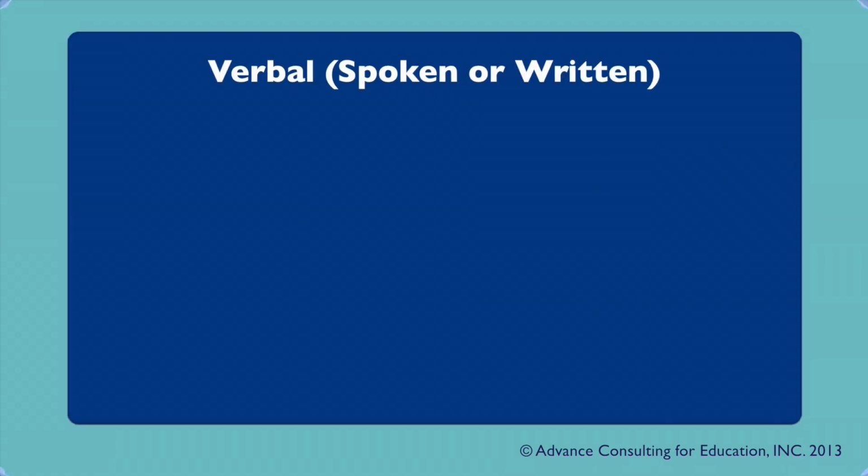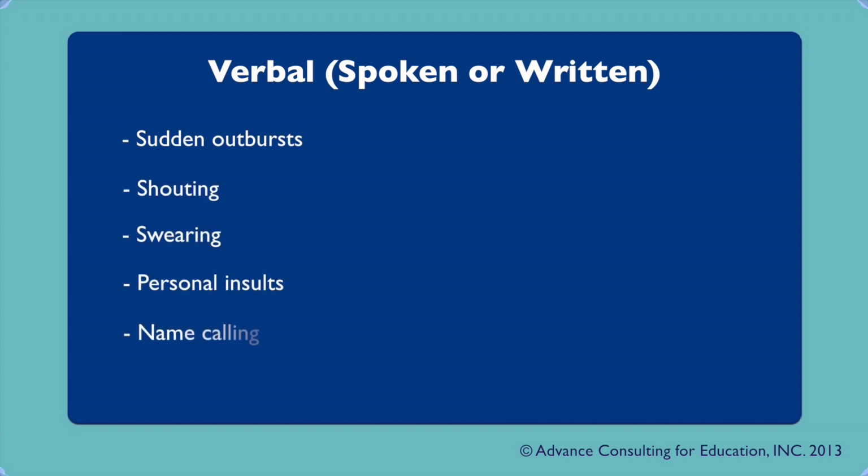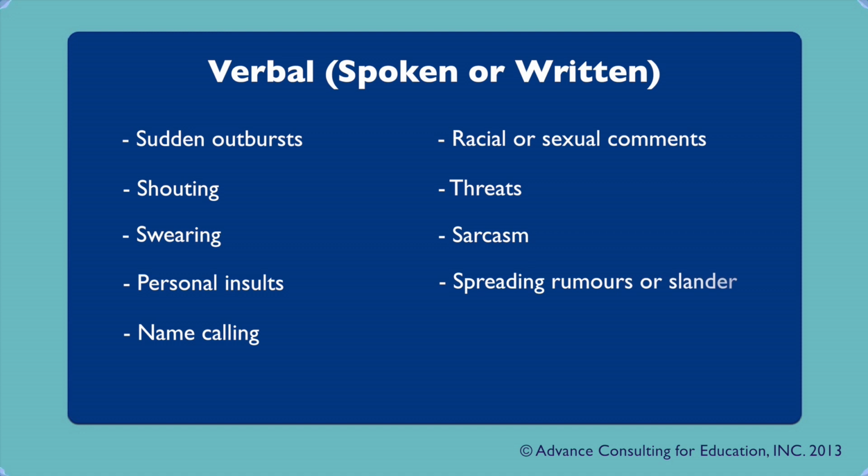Verbal signs of aggression are sudden outbursts, shouting, swearing, personal insults, name-calling, racial or sexual comments, threats, sarcasm, spreading rumors or slander, and verbal harassment.